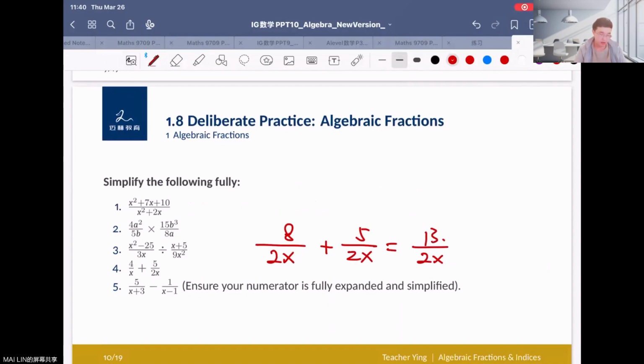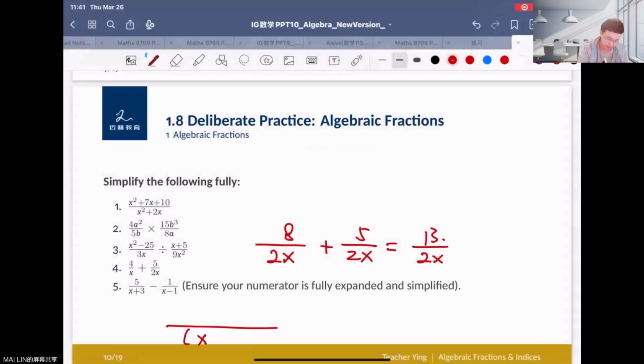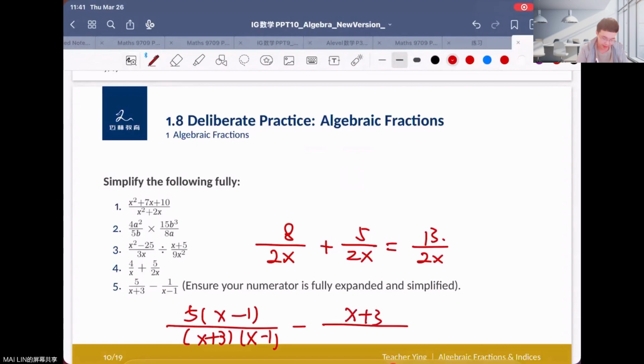And for the fifth question, you can find here x plus 3, and here is x minus 1. You can first find the lowest common multiple, right? So it's x plus 3 times x minus 1, right? So here, sorry for that. Okay, so it's x plus 3 times x minus 1. And then the first fraction becomes 5 times x minus 1, right? And then minus, here is x plus 3, over x plus 3 times x minus 1, okay? That's for this equation.